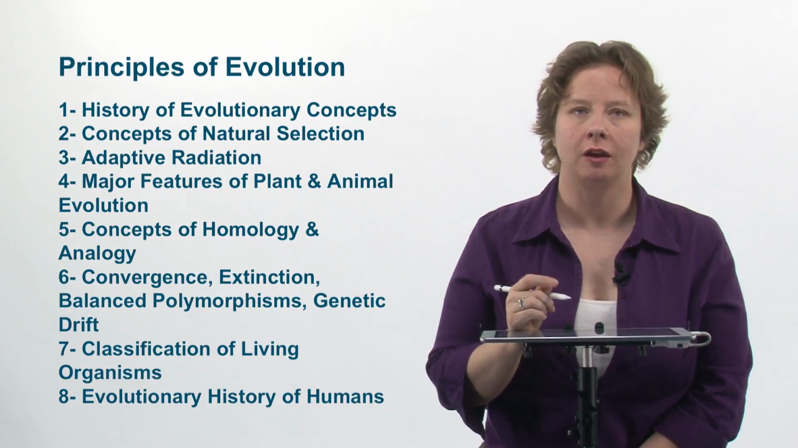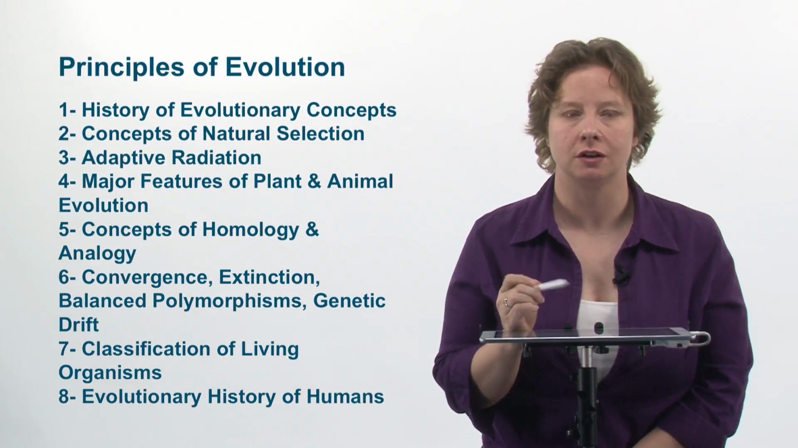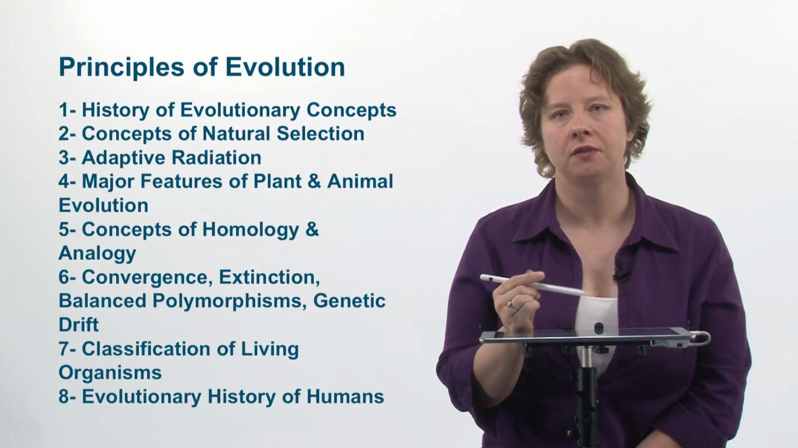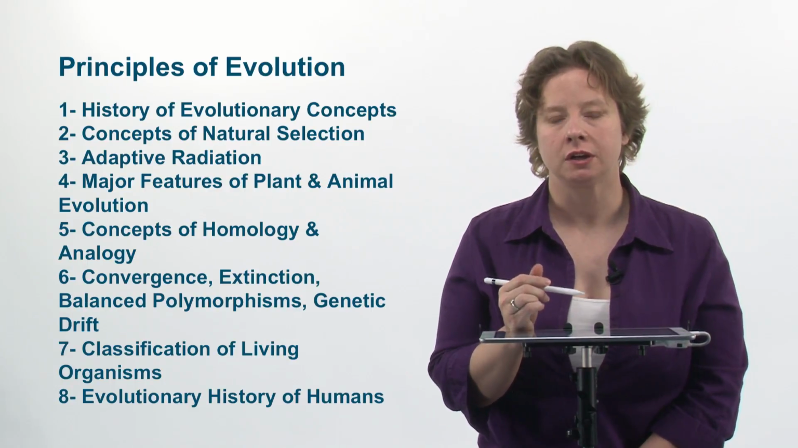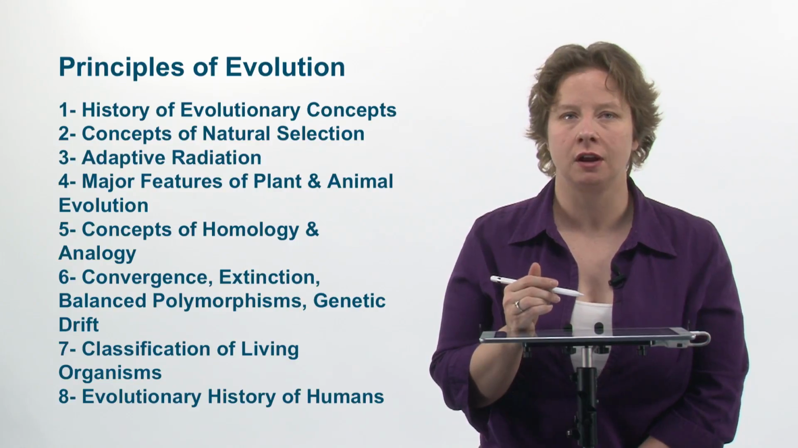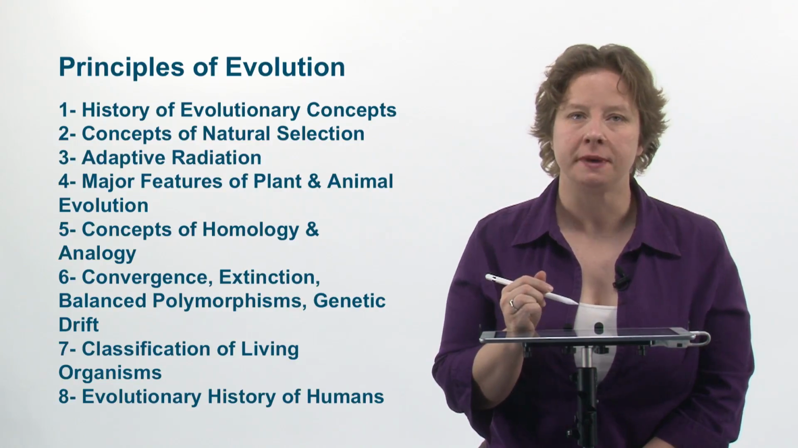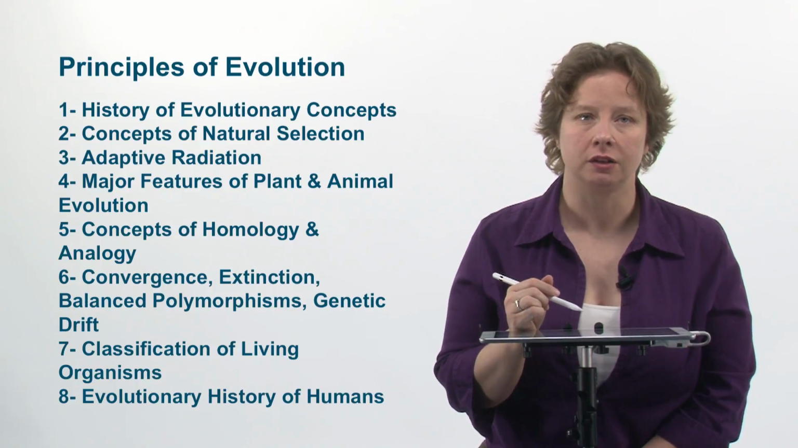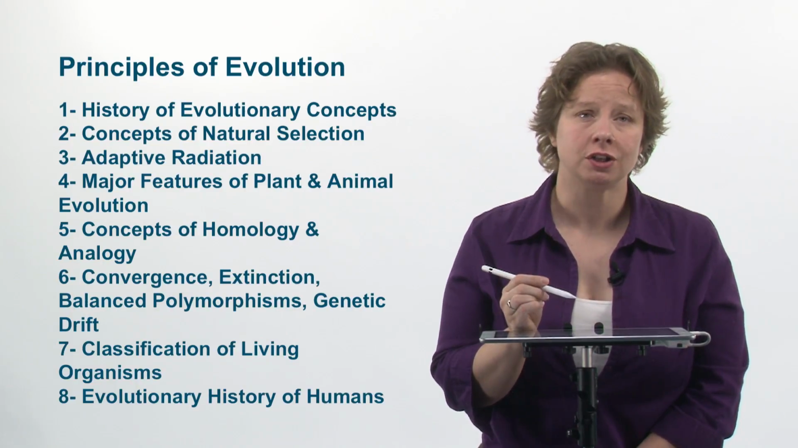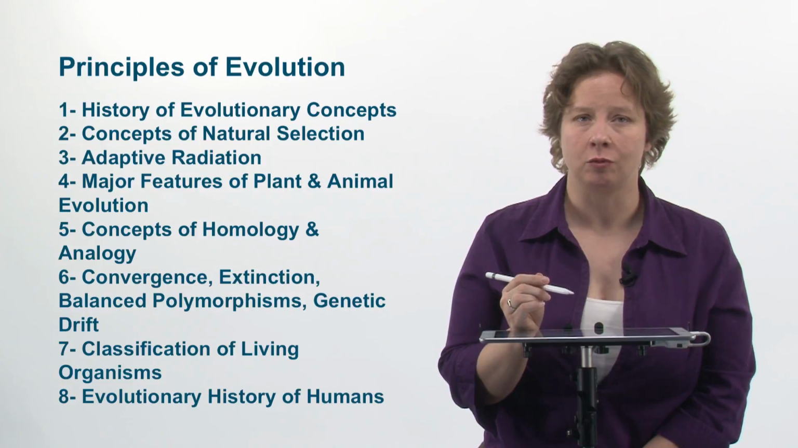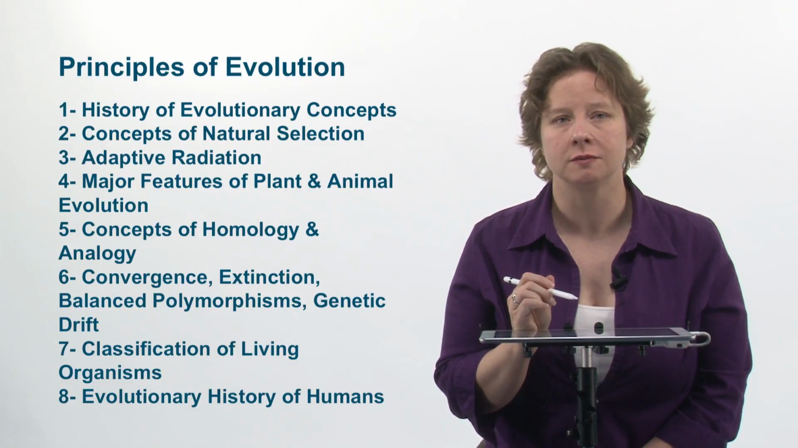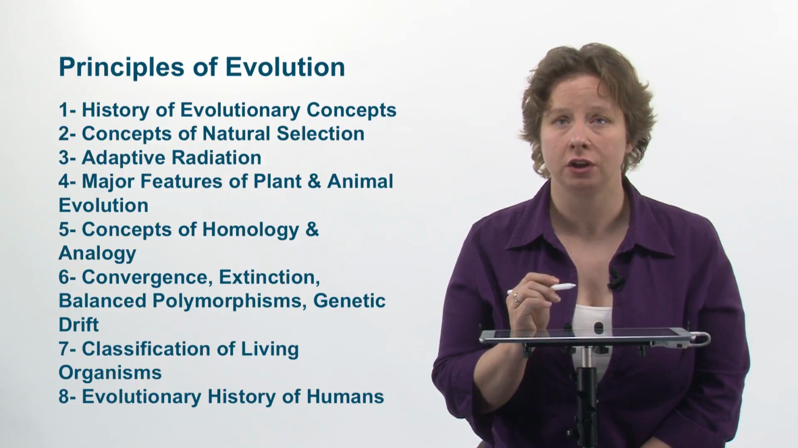In this section, we're talking about principles of evolution. So we've got several units in here, as you can see. We'll start with the history of evolutionary concepts. We'll talk about concepts of natural selection and adaptive radiation, major features of plant and animal evolution, concepts of homology and analogy, convergence, extinction, balanced polymorphisms, and genetic drift, classification of living organisms, and the evolutionary history of humans.